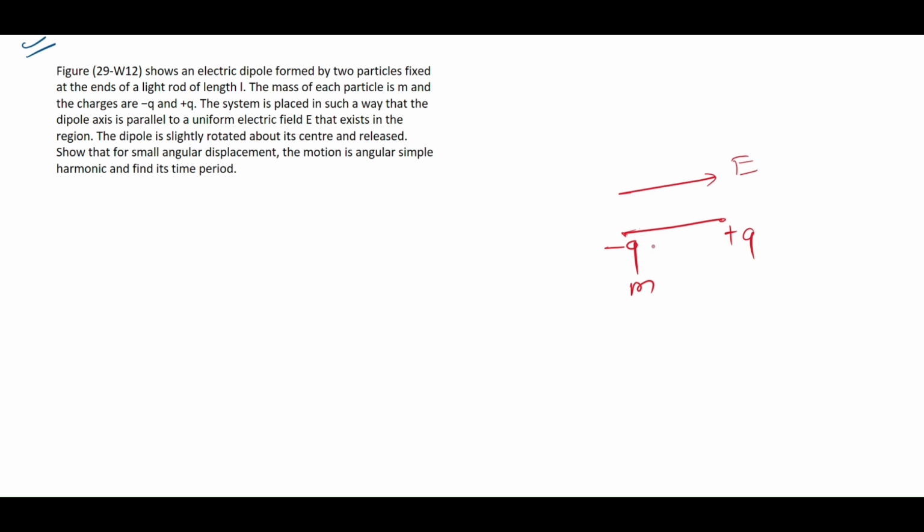So this dipole is rotated about its center, like this, at a small angle. Let's consider theta. So that for small angular displacement, the motion is angular simple harmonic, and find its time period. So there are two questions. First, we have to show that when it is rotated by a small angle, the motion is angular simple harmonic, and also we have to find its time period.